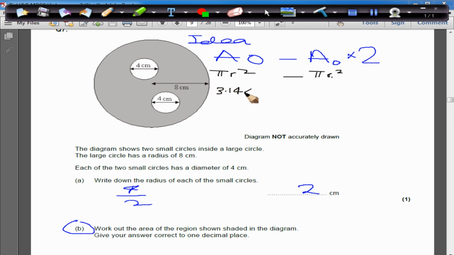We multiply that by the radius. What's the radius of the large circle? 8. What's the radius of the small circle? Hang on 1 second, folks. Just quickly make that a bit more clean. Right, we'll go back to pencil. Alright, here we go. So we can do 3.14, we multiply that by the radius squared. The radius squared is 2 squared, yeah?